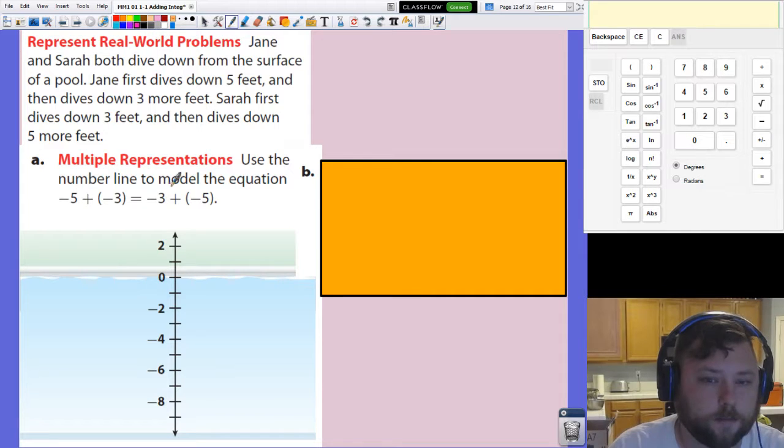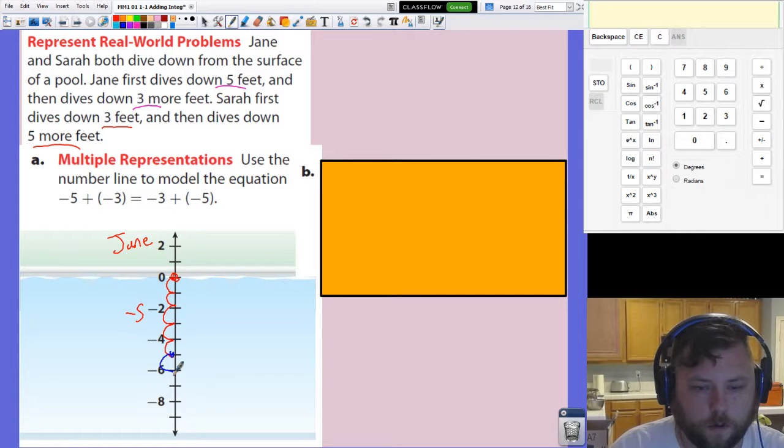Use the number line to model this equation. So Jane and Sarah. Jane went down 5, then down 3. Sarah went down 3, then down 5. I'm going to do Jane on the left-hand side. We start at 0, and we go down 5 feet first. So 1, 2, 3, 4, 5. And then we go down 3 feet. So we go down 1, 2, 3.